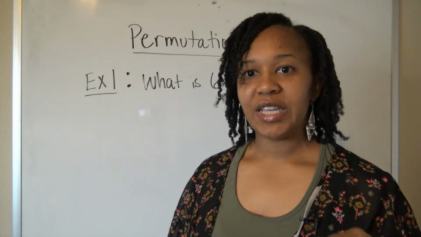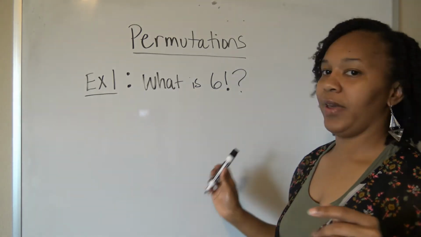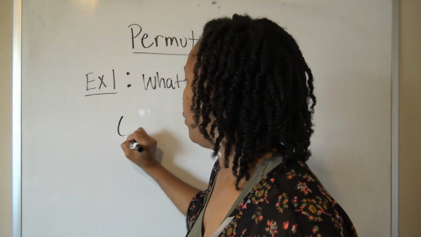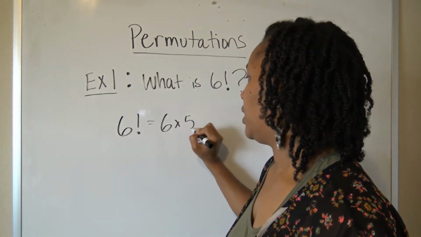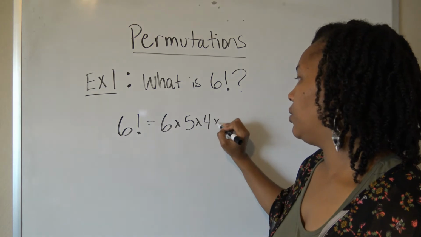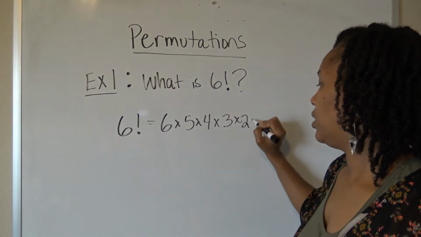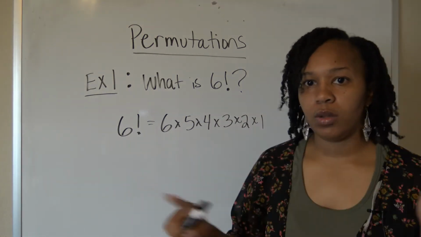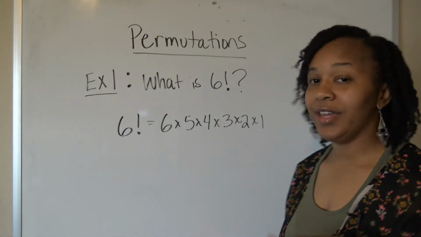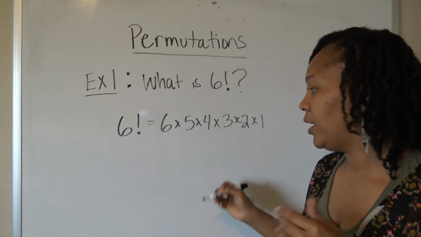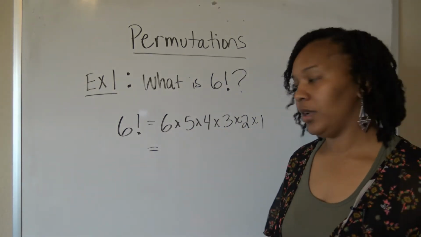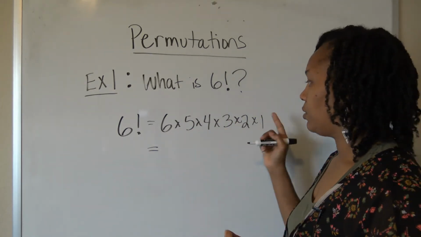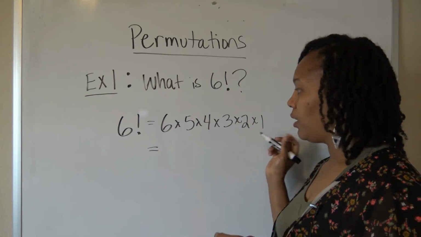Okay, for our first example, we want to figure out what is 6 factorial. So 6 factorial, according to the definition, is equal to 6 times 5 times 4 times 3 times 2 times 1. So you start with 6 and you go all the way down. That's 6 factorial. Again, you can just plug it in your calculator and figure out what it is. But just for me to write it out so you understand, that's 6 times 5 times 4 times 3 times 2 times 1. You will multiply all of that out.